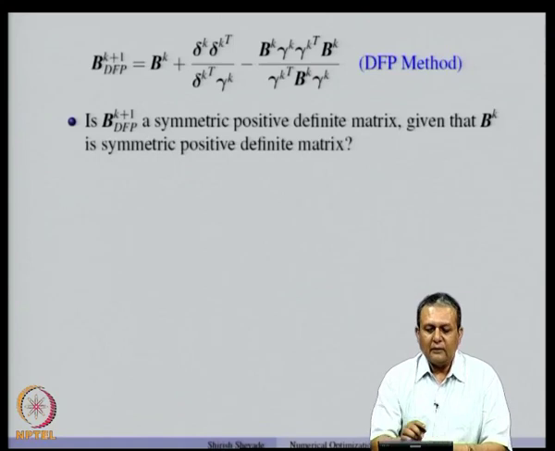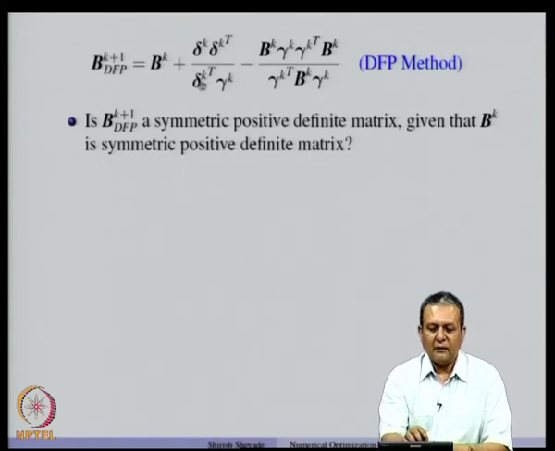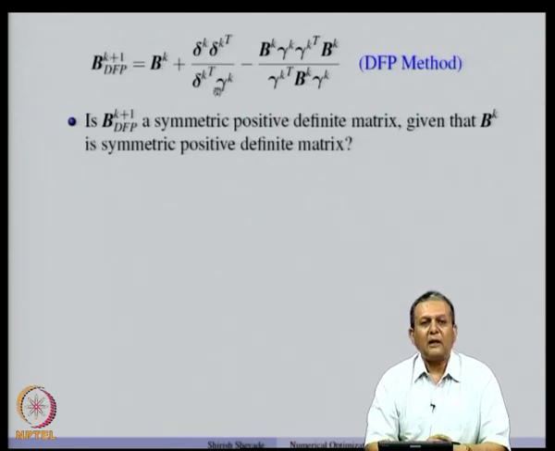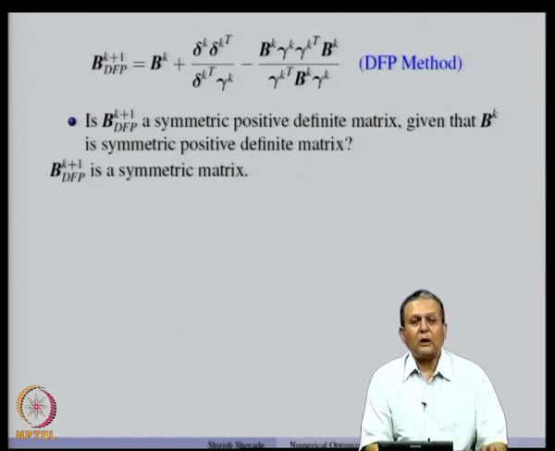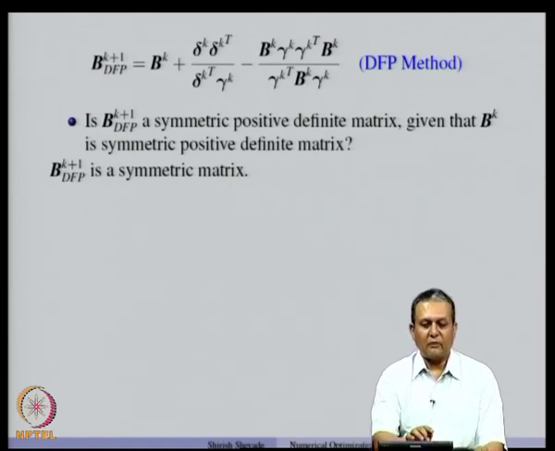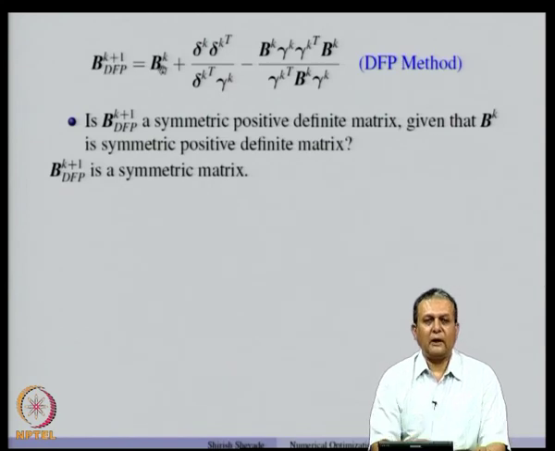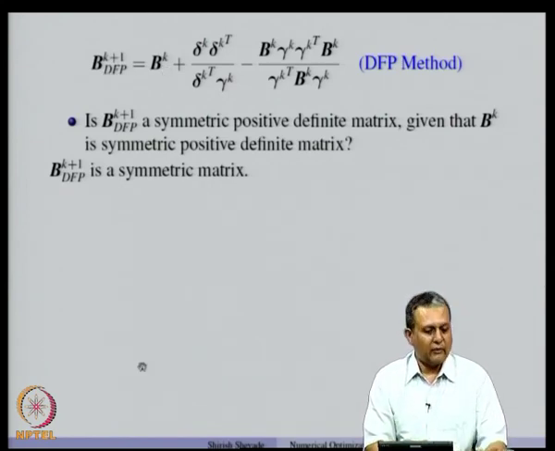Now, clearly if B_k is symmetric, then this matrix is also symmetric, and this is also symmetric. So, if B_k is symmetric, then the addition of symmetric matrices will give us a symmetric matrix. So, that is a clear answer for symmetricity. Now, what about positive definiteness? Is this matrix positive definite given that B_k is positive definite? And that is the question that we would like to answer now.